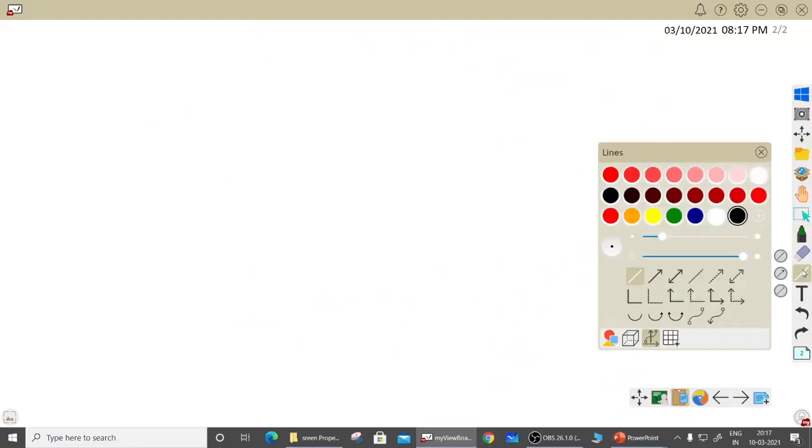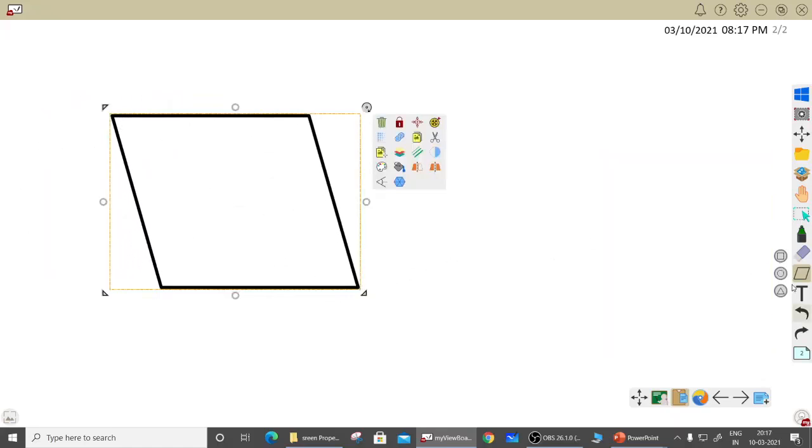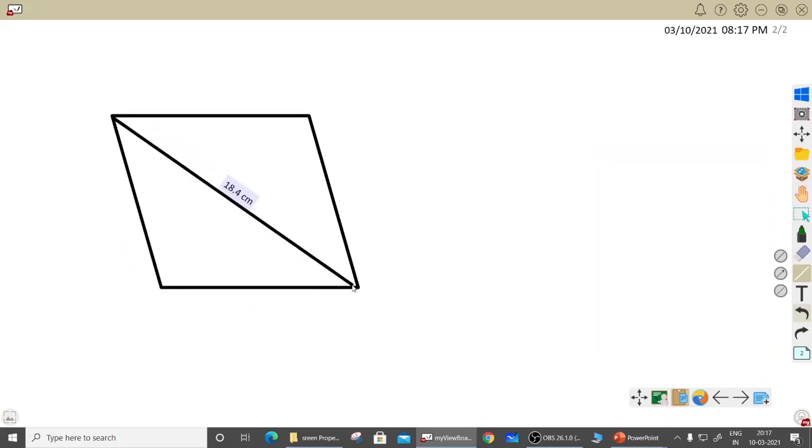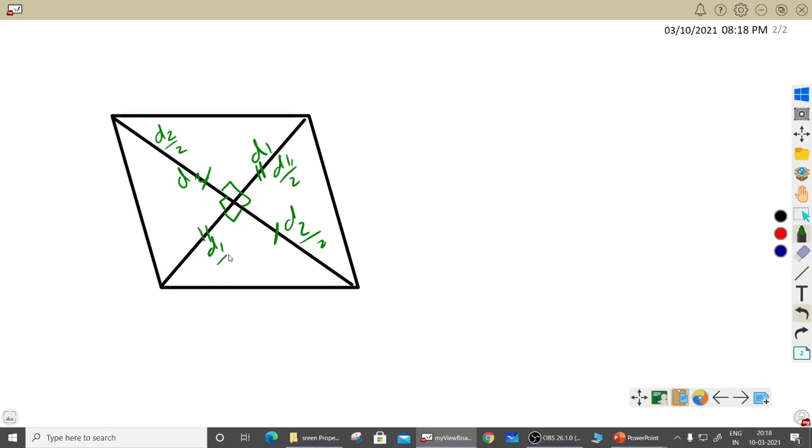I will draw a rhombus and tell you once again the formula to calculate the area. This is a rhombus, and it will have its own diagonals like this, and the diagonals bisect each other at right angle at the center. If we name this as D1 and this as D2, half of it is D2 upon 2 here and D2 upon 2 here, because this is equal to this. This is equal to this, so this is D1 upon 2 and this is also D1 upon 2. And all these are right angled triangles having sides D1 upon 2 and D2 upon 2.